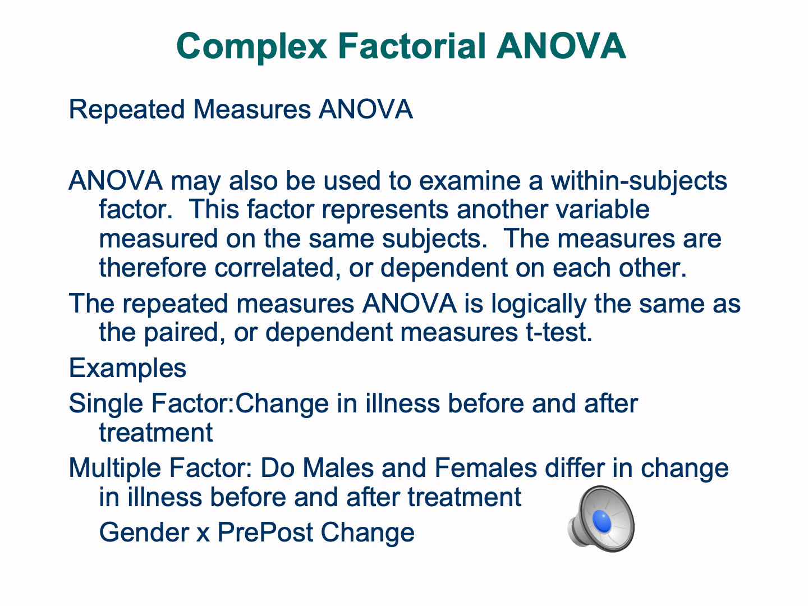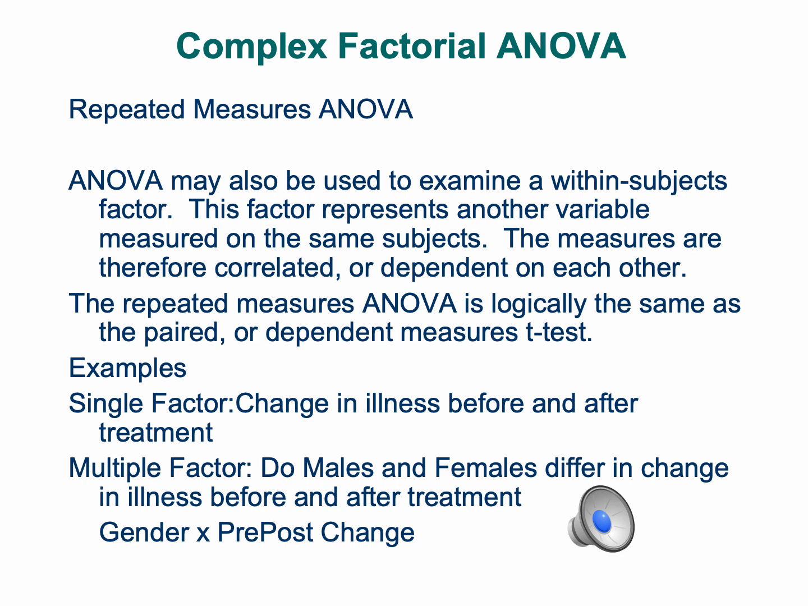So here you have an example of a single factor, and this would be like what we had with one-way ANOVA, a change in illness before and after treatment. So this would be a change in blood pressure before and after treatment with a blood pressure medication. And then with multiple factors, with complex factorial ANOVA, you're going to ask the question, do males and females differ in change in illness before and after treatment? So now we're going to give our blood pressure medication to males and females, and we're going to study whether men and women differ in how they respond to the treatment.